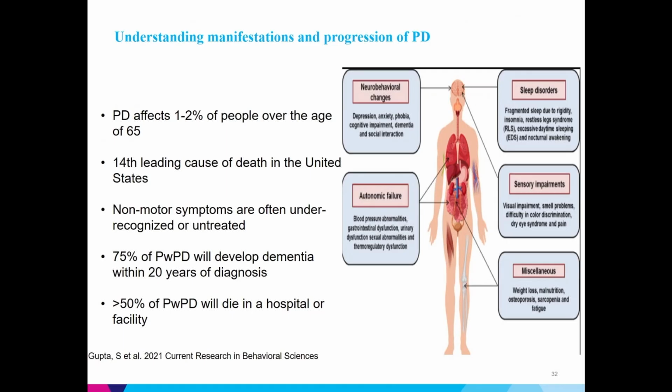It's also important to recognize that nearly 75% of patients with Parkinson's disease develop dementia in the later stages of their diagnosis, and nearly 50% will die within a hospital or healthcare facility.